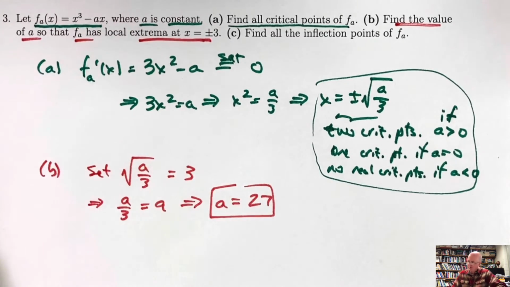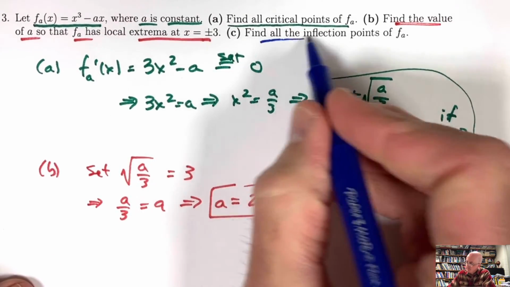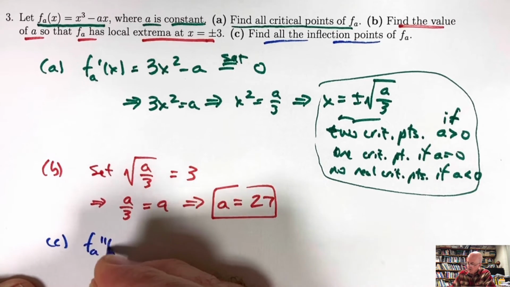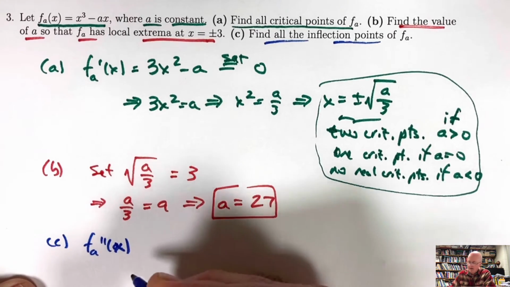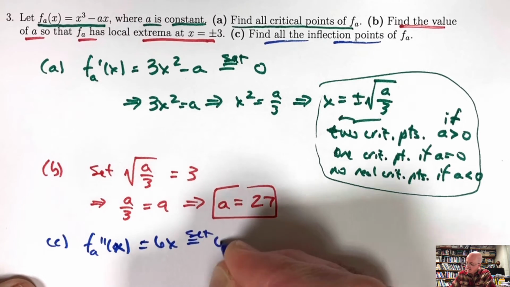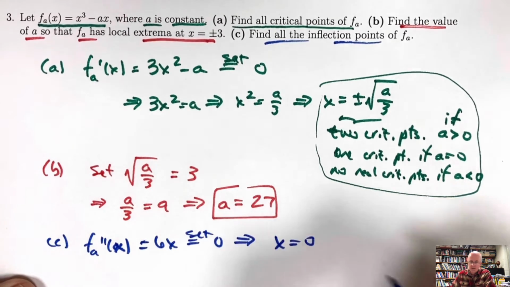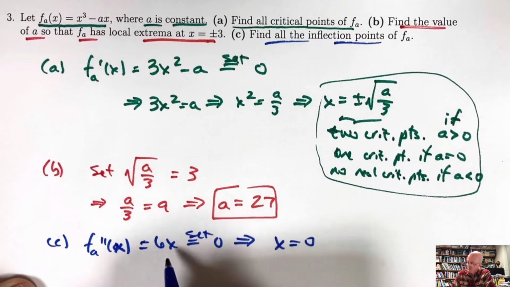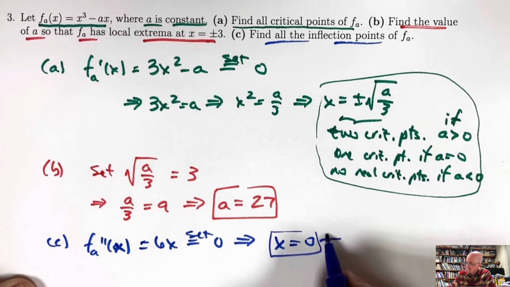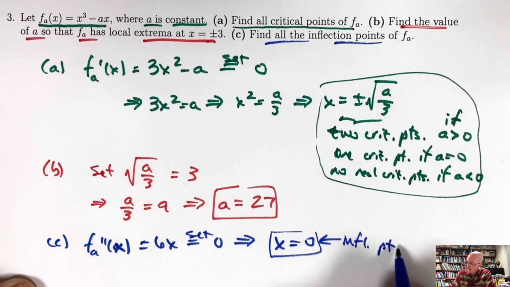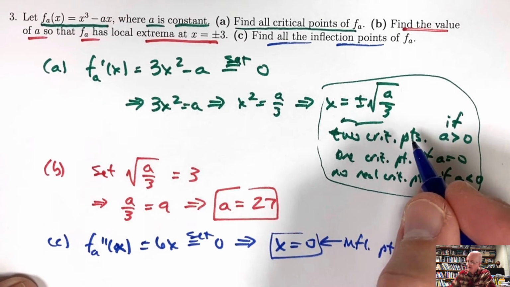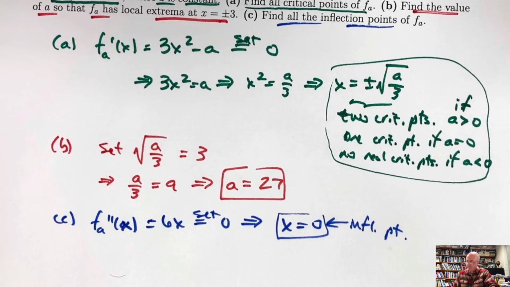Part C, inflection points. What's the second derivative and does it change sign? F double prime of x. Take the derivative of this, you'll just get 6x. Set that equal to 0 to find possible inflection points. X equals 0 is the possible inflection point, and in fact it is an inflection point because the second derivative will change sign at x equals 0. This is an inflection point, no matter what a is. The inflection point is independent of a. The critical points are not independent of a. What's going on here? What does the graph look like?